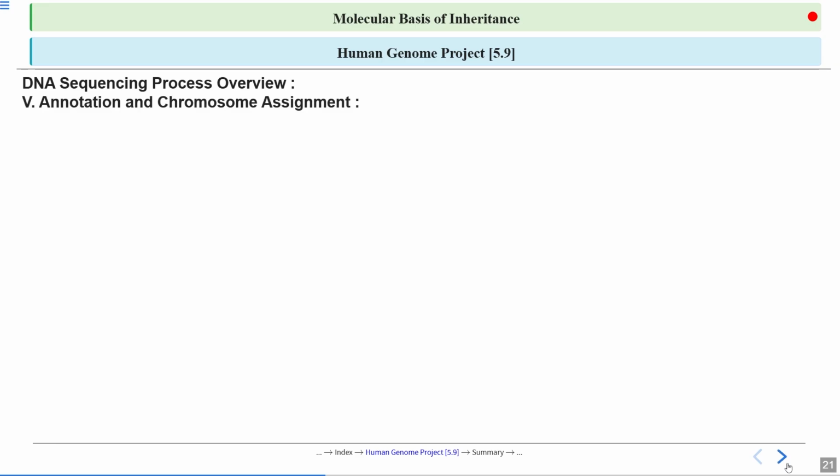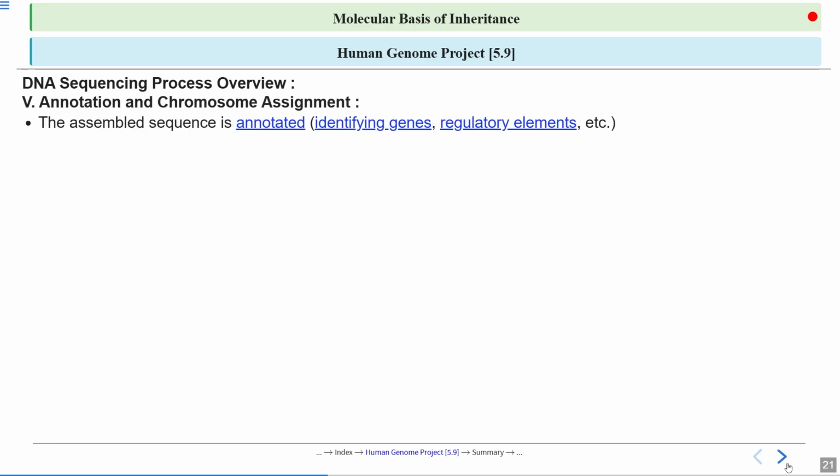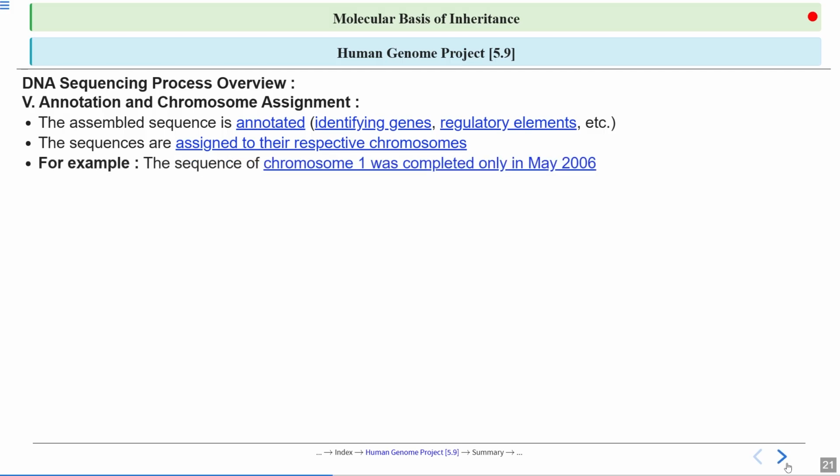Then there will be annotation and chromosome alignment. So the assembled sequence is annotated, means identifying genes, its regulatory elements, its function, and all those things. Thus, assembled sequence is annotated. The sequence are assigned to their respective chromosome. For example, the sequence of chromosome 1 was completed only in May 2006.